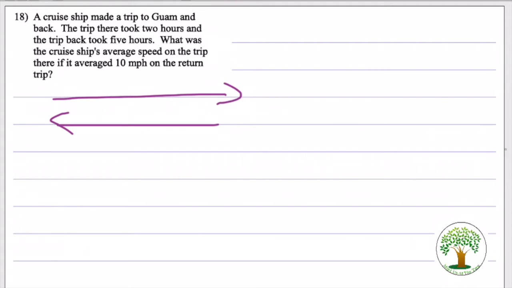So I always put my T's first because I do like to do R and T. So T and T, 2 and 5, and you can write the hours if you like. Sometimes it's nice to help you remember the units. What was the cruise ship's average speed on the trip there if it averaged 10 miles an hour on the return? So R here is 10. We're looking for that R.